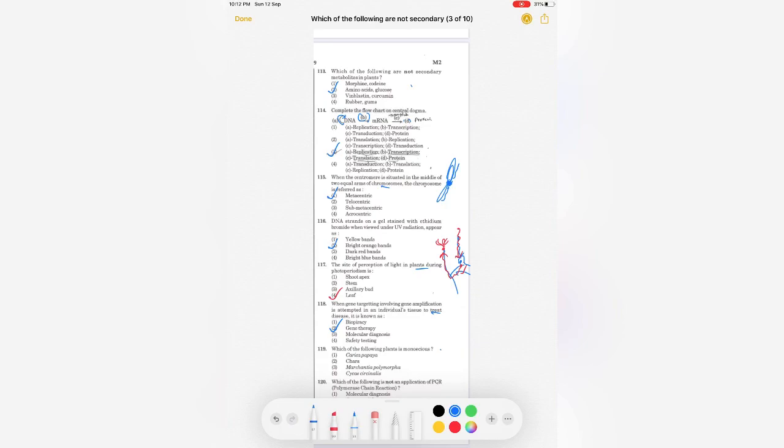Which of the following plant is monoecious? You know, monoecious means a plant is having both male and female reproductive organs. The correct answer is Chara, and I think you remember the diagram given in NCERT. The Chara is having both male and female reproductive organs, and the antheridium and oogonium both are present in the same plant body. So the answer is option 2, Chara is the correct answer. Remaining all are dioecious because the other plants, Carica papaya, Marchantia polymorpha, Cycas circinalis, all these are dioecious because their male and female reproductive organs are present in different plant bodies.